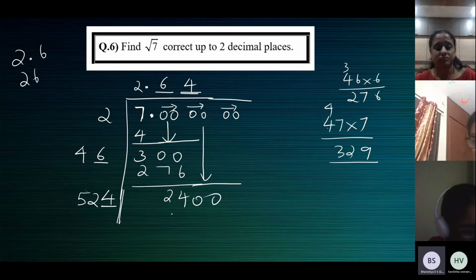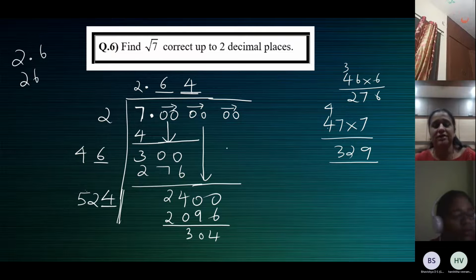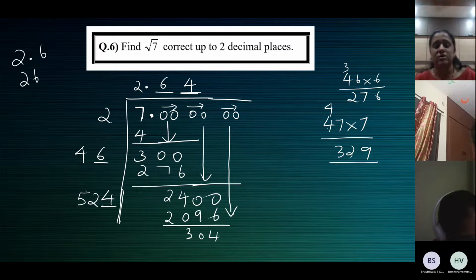Yes, ma'am. We are getting the answer as 2625, ma'am. Okay, so what is 524 into 4? Ma'am, 2096. Okay, 2096. What's the remainder? 304, ma'am. Bring the next pair down. This is the last pair.